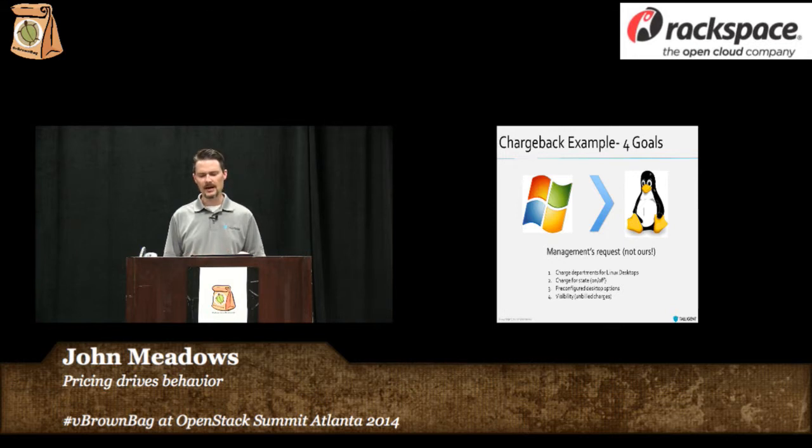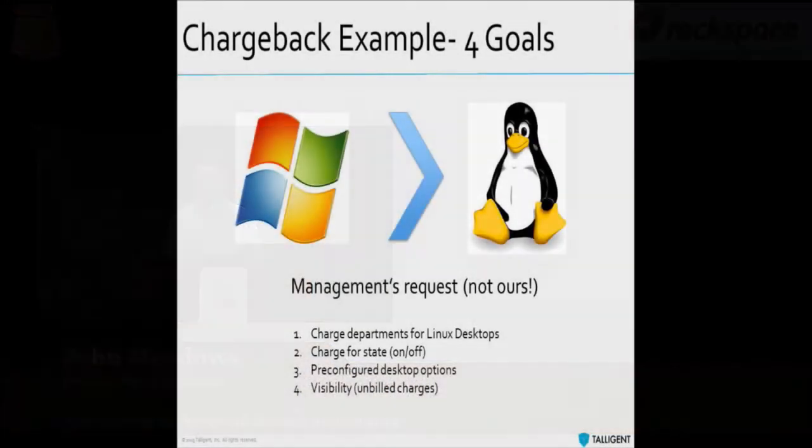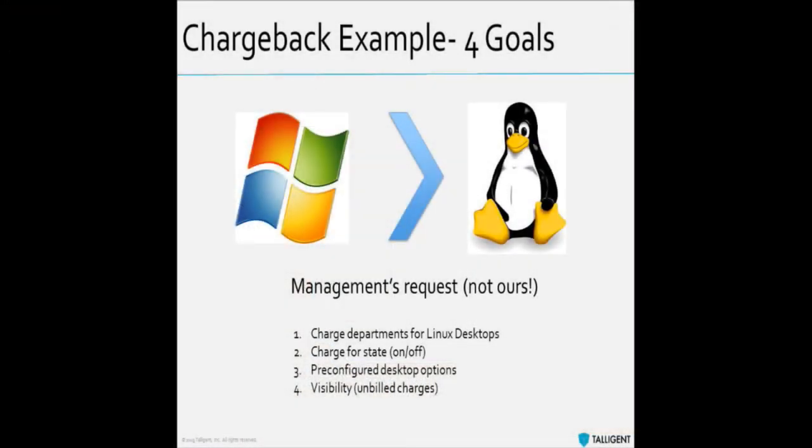They're going to limit the desktop options. They're going to have two or three pre-configured Linux desktops that the internal users can choose from. So it's not a myriad of choices. That helps simplify the chargeback and billing model and makes it easier for their customers to understand what's available. And then provide visibility so that the internal users, throughout the month, can see what their unbilled charges are and what their status is, so that they're not surprised at the end of the month.